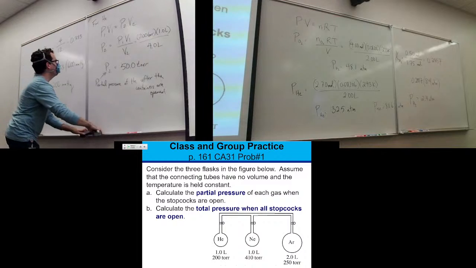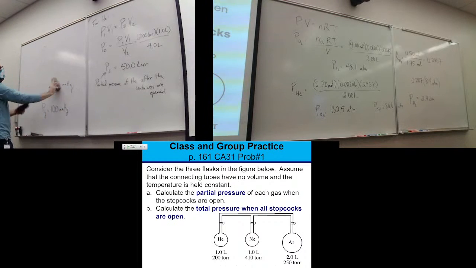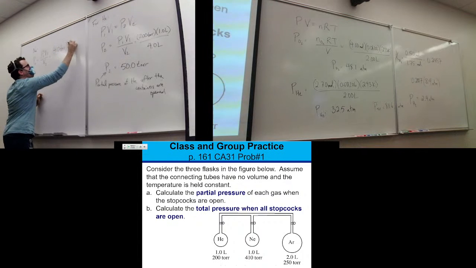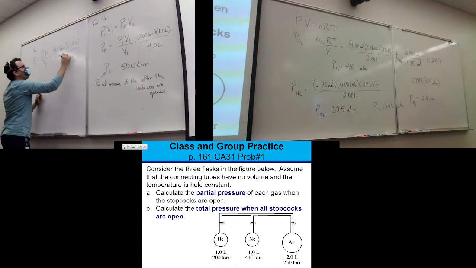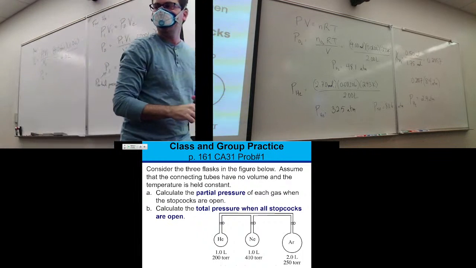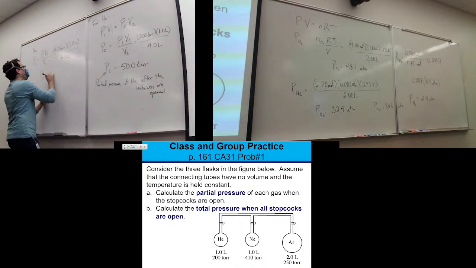So let's keep going. Let's do the next one, neon. And this is where you're going to have to label and separate so that you don't mix things together and you know what is what. So same formula. What is the new pressure? P1 V1 over V2. 410 times 1 divided by 4. And so the new pressure is 102.5.